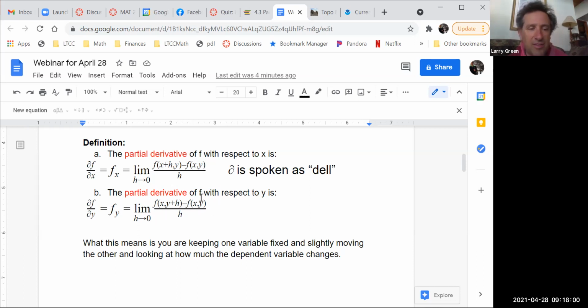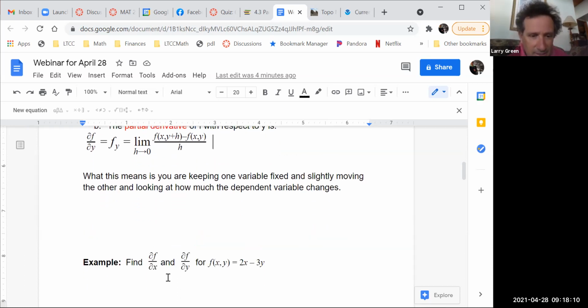Any questions on this definition? Any questions? Okay, so let's use the definition to find some derivatives.